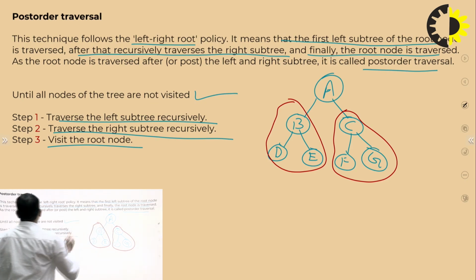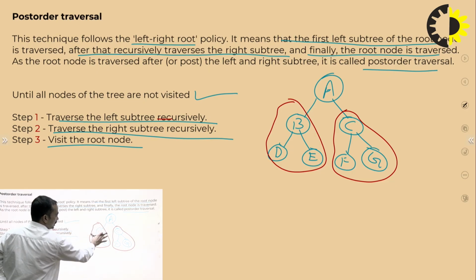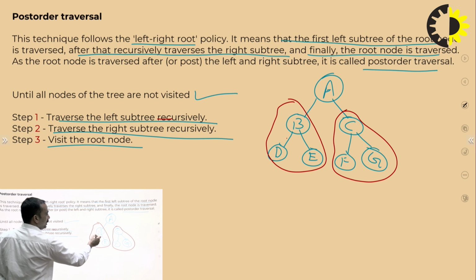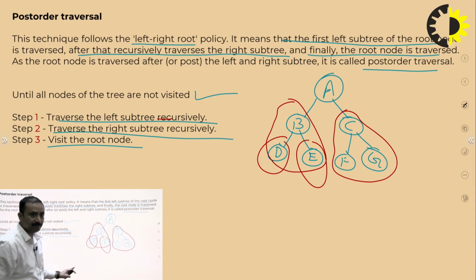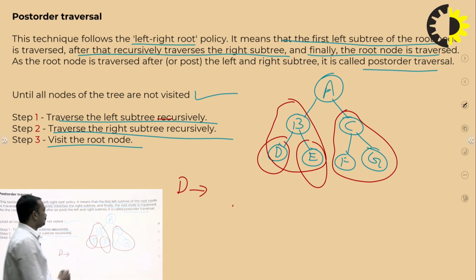So traverse the left subtree recursively. This is the left subtree. Again, traverse the left subtree of this B, which is D. Again, check the left subtree of D. There is no subtree of D. Check the right subtree of D. No subtree of D. So visit the node D. So the first element visited here is our D.